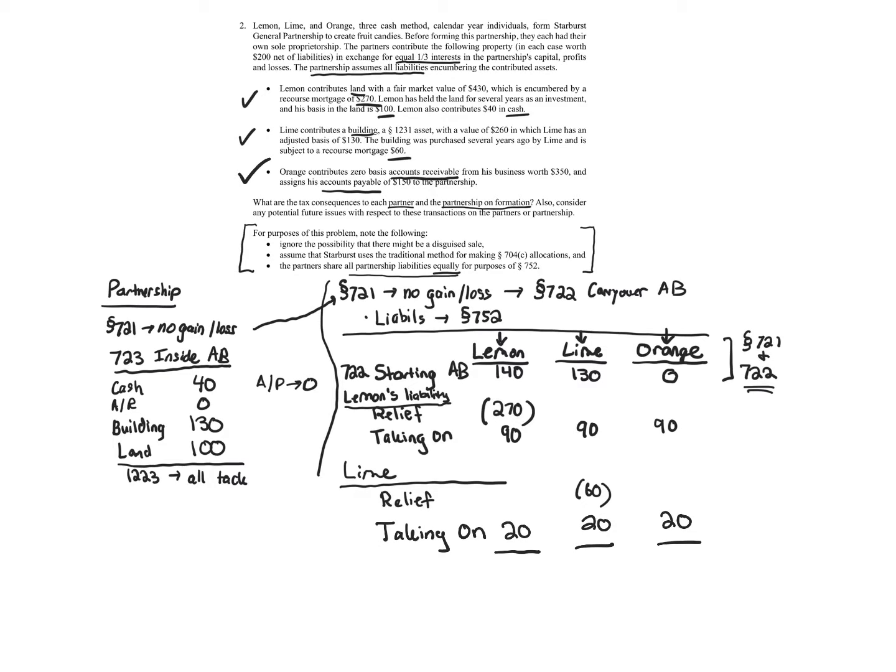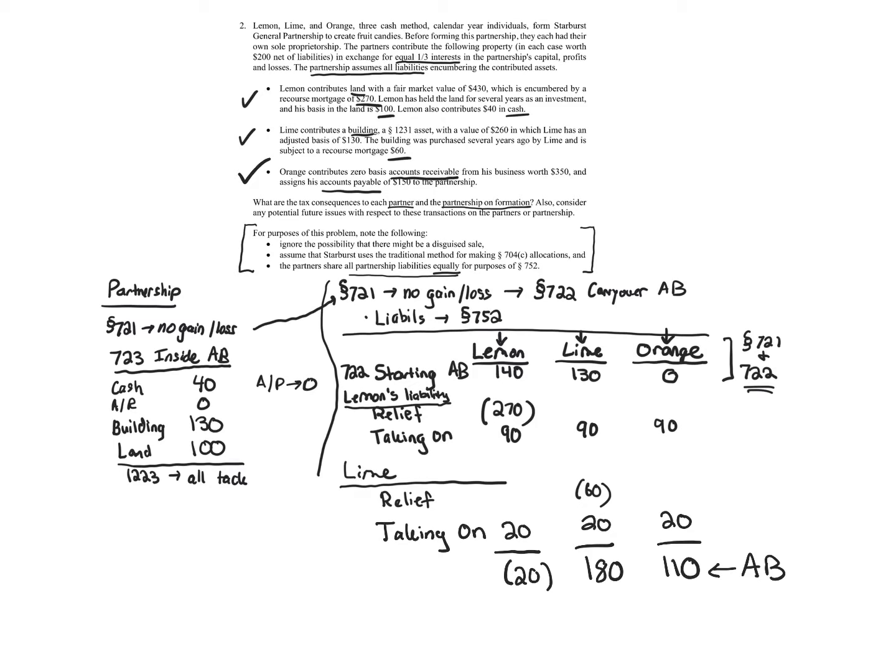Starting with Orange, we got 110. So that means this is the adjusted basis afterwards. Lime, we've got 130 plus 90. What is that? 220. 240 minus 60 is 180. And then Lemon, you've got 140 minus 270. What does that equal? Negative 130. And then you've got positive 90 plus positive 20. So that equals negative 20. You can't have negative adjusted basis. Doesn't exist. Can't have that.